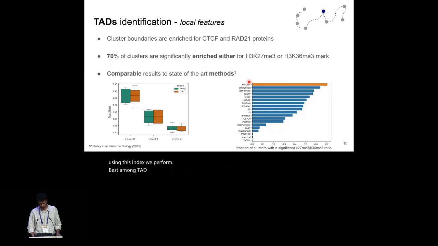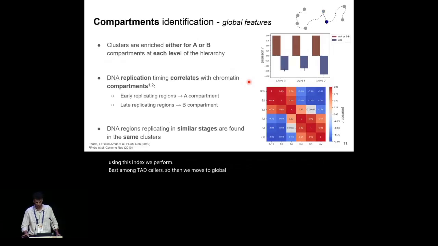So then we moved to global features, especially compartments. Among all the levels of the hierarchy, we identified the same compartment in the cluster, so our clusters were enriched for either the A or B compartment. But we were not happy with that because the compartments are identified using computational approaches.